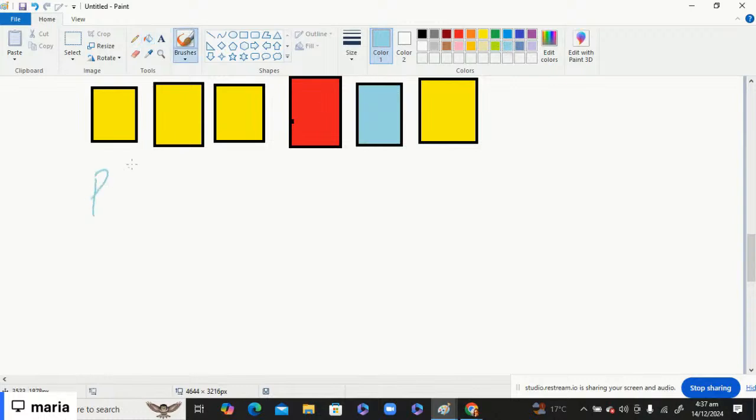So, finding the probability of yellow or red. First of all, find the probability of yellow and then find the probability of red. Let's do it.